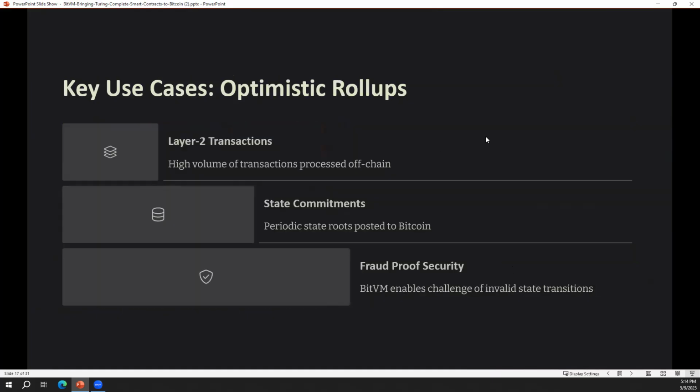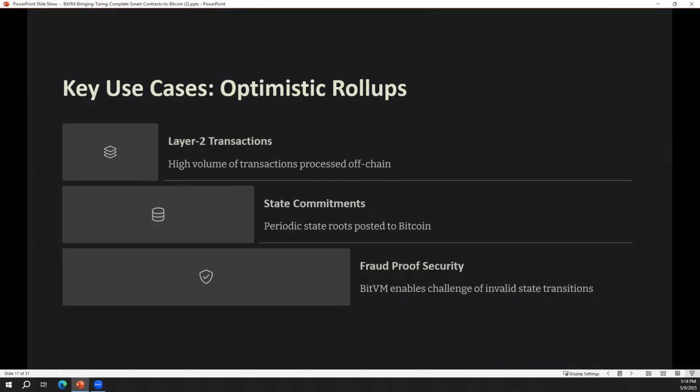So another use case is optimistic rollups. In the longer term, BitVM could serve as a foundation for Bitcoin rollups, scalable chains that post data or proofs to Bitcoin. BitVM itself is not a full rollup, but its verification scheme could anchor one. For instance, an optimistic rollup running many transactions off chain could periodically commit state roots to Bitcoin.